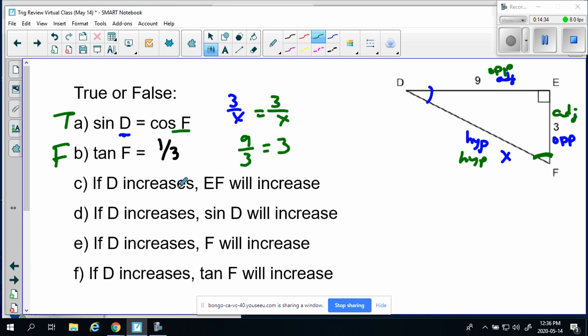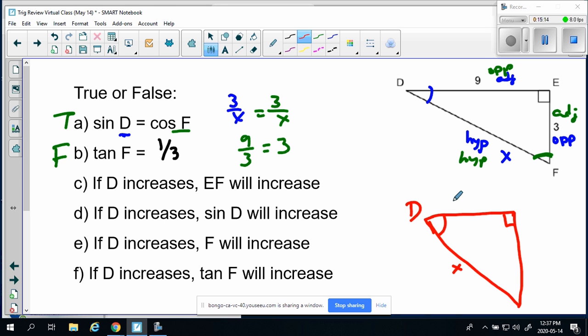Part C says if D increases, then EF will increase. Okay, so what do I mean if D increases? That means angle D, right? This angle right here, if that got bigger, what would happen? Well, let's just for a second draw an example of what would happen. Now, generally when they say that D increases, or one of the angles increases, what they mean is that the angle's getting bigger, but the hypotenuse stays the same length. So here's our new triangle with a bigger D, but this is still the same length as it was before. So here is D, but increased.